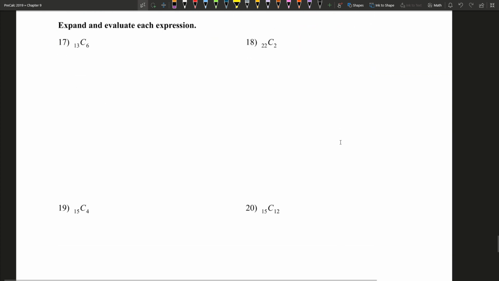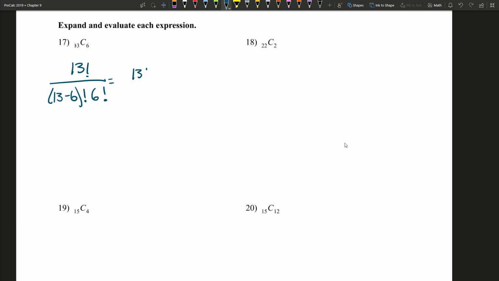And then for the last 4, this is just an equation that we need to know. Okay, so 13 choose 6 is really 13 factorial over 13 minus 6 factorial times 6 factorial. And we need to be able to simplify that and get an answer. Okay, so this is equal to 13 factorial over 7 factorial times 6 factorial.